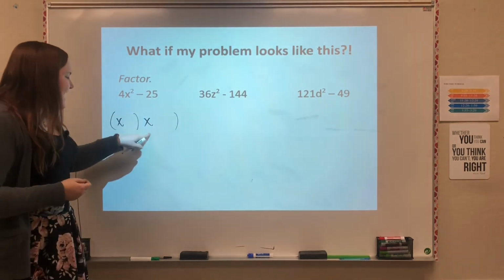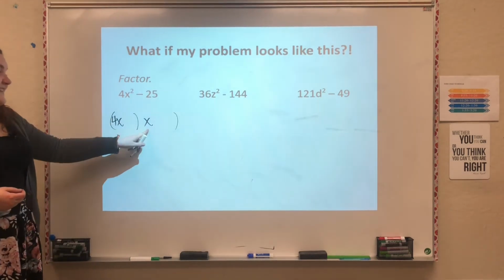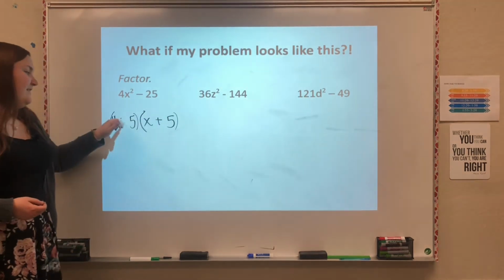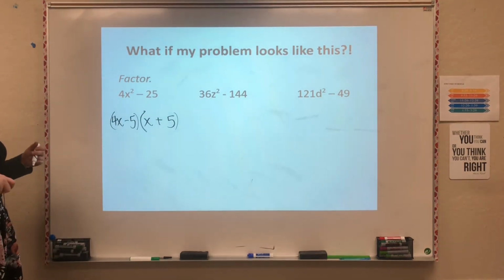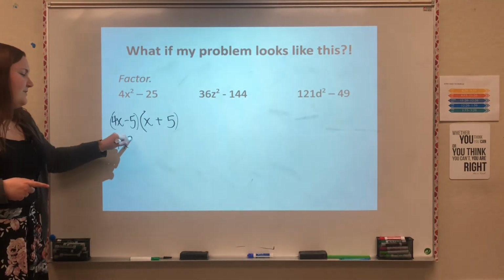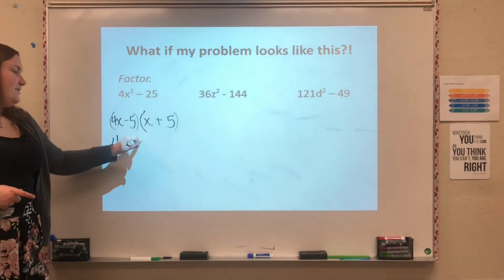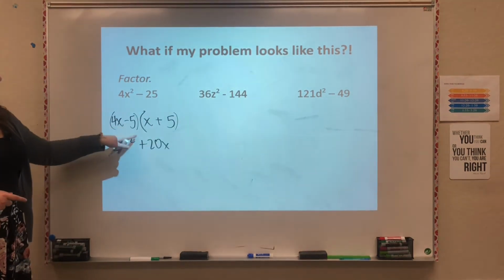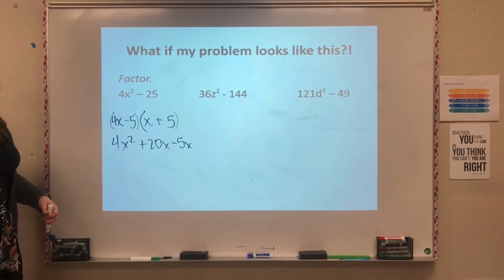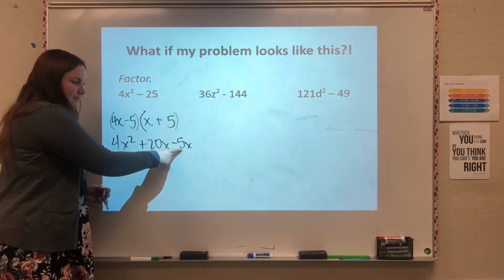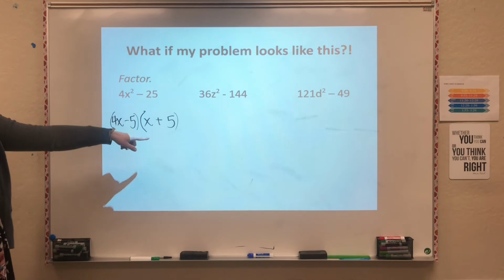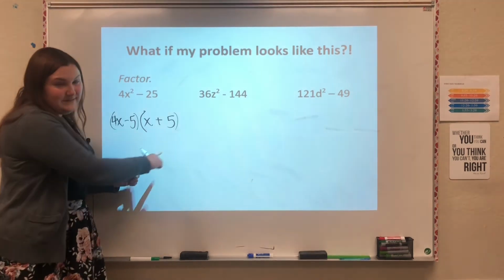Sometimes students will try something like a 4x and an x, and then to get that 25, they'll say what we were doing before. We need a positive 5 and a negative 5. The problem with that is when you go to multiply it out, you have 4x squared. When you multiply these, you have a positive 20x. But when you multiply these, you have a minus 5x. That's not the same, so they're not going to cancel out. For these to be the same, I need to be using the same pair of numbers. So I cannot go 4x and x, because that's going to give me different results when I multiply.